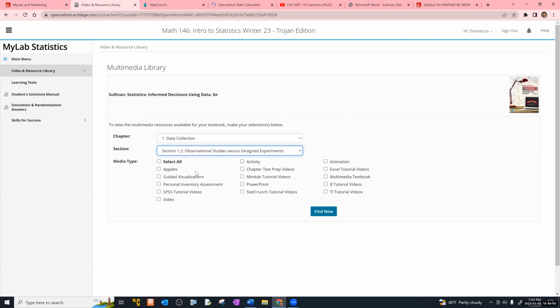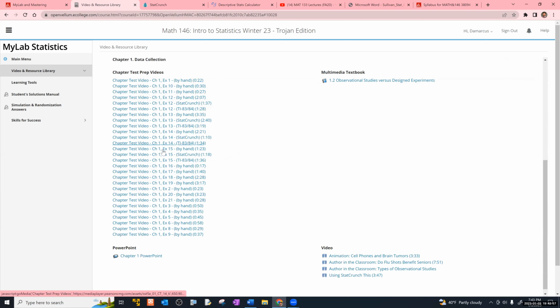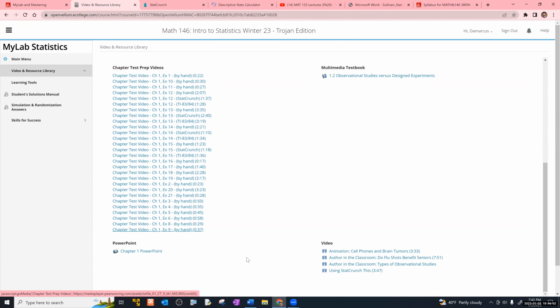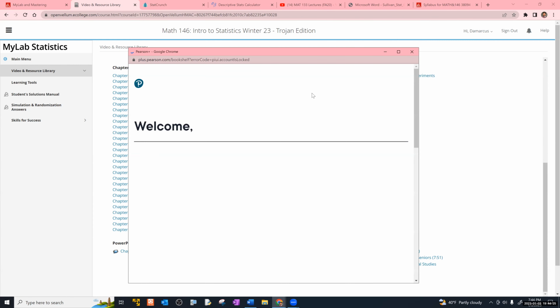I'll start with 1.2. Select all the things that they have available, right? Find now and look at this. Oh, there's some things. There's some chapter prep videos, test prep videos. Here's some videos going over animations going over these problems here. And these tie into the book. The PowerPoints, these are the same PowerPoints that are in the discussions already. I've already collected them and put them in there for you. And here's the book. You can click on this and the book should open exactly to this page of 1.2.